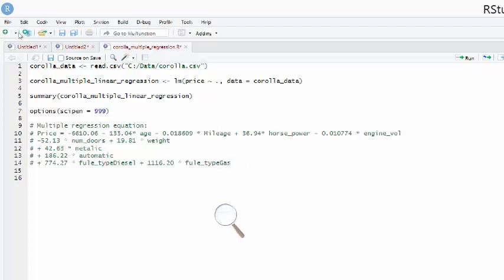So if the car is running on diesel, then this variable, fuel type diesel, equals 1. So I have plus 774, right? The fuel type gas equals 0, so that term is gone, right? If the car runs on gas, then fuel type diesel equals 0, that term is gone. Fuel type gas equals 1, and I have plus 1116.2. But if the car runs on CNG, then this dummy variable is 0, this dummy variable is 0, and therefore nothing is getting added to the equation, okay?